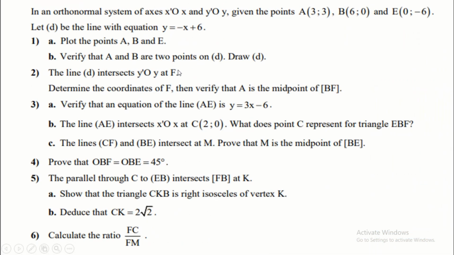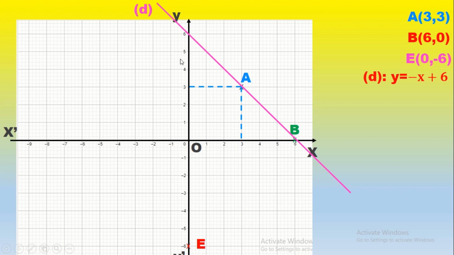Now D intersects y prime or y at F. Determine the coordinates of F, then verify that A is the midpoint of BF. D cuts y prime or y at F. Can't we say that F is a point on y prime or y? Isn't it at the 0 level relative to x prime or x? So we can say that xf equals 0 since F belongs to y prime or y.